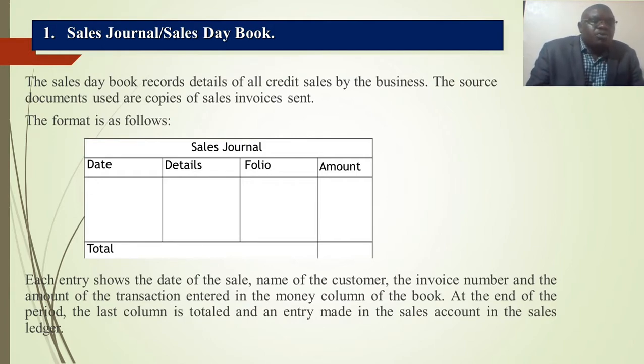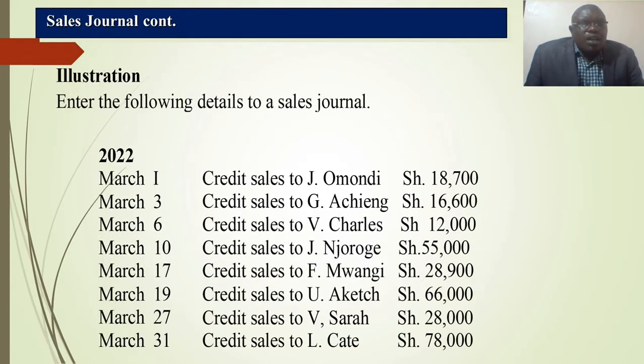Now we are going to move to an illustration to try and understand how transactions are recorded within this sales journal. Enter the following details into a sales journal. The year is 2022. The month is March. On March 1st, credit sales to J. Omondi amounting to 18,700. On March 3rd, credit sales to J. Atieno amounting to 16,600. On March 6th, credit sales to V. Charles amounting to 12,000 shillings.